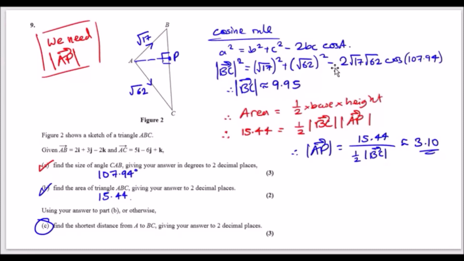Using the cosine rule is just my favorite. Just treat the massive length as little a, and the corresponding angle here as 107.94, and call these two lengths root 17 and root 62, and just smash away. I'm going to assume that you guys are well versed with the cosine rule, so I'll skip that. Now just plug in all your known values, make AP the subject, and you get 3.10. Easy. Now let's move on to the next one, number 10.